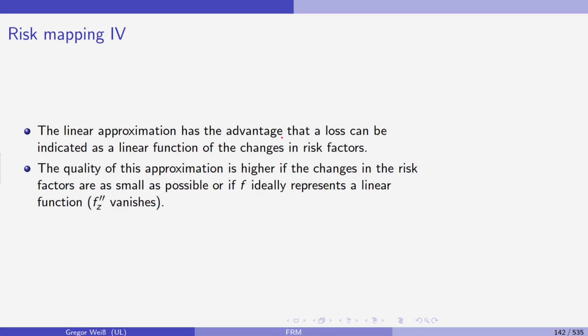So the linear approximation has the advantage that a loss can be indicated as a linear function of the changes in risk factors. However, the quality of the approximation highly depends on whether the function f itself is close to being linear or not. And this is the case if the second derivative, f double prime, vanishes.